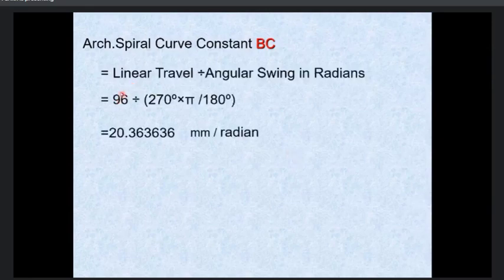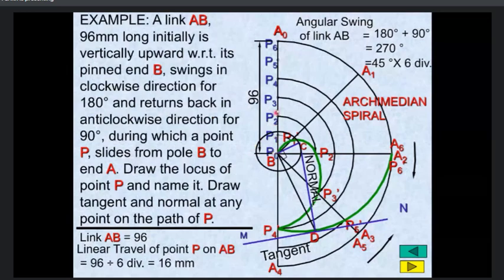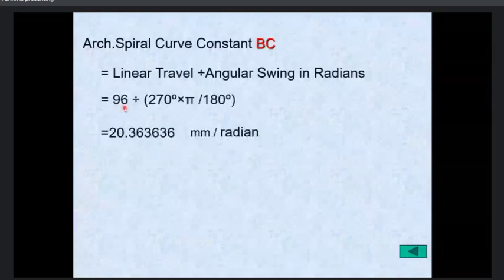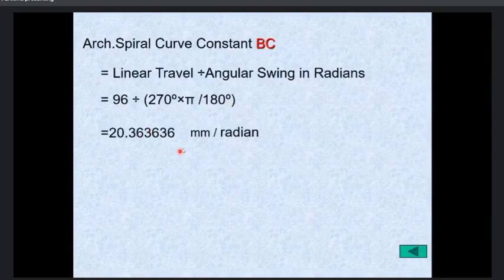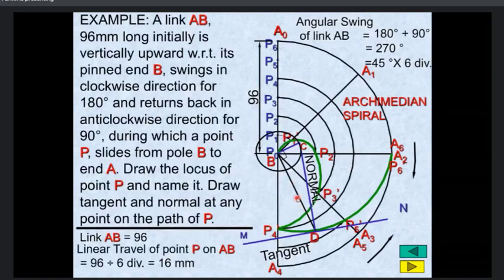Here the linear travel was equal to 96 mm. As you know that the total distance here is 96 mm. Okay, and the initial point is 0. So I'm going 96 minus 0 divided by how much angle must I take? Should I take 180 or 270? 270 degree, remember. Okay, so 96 divided by 270 into pi by 180, you will get this answer. And once you are done with that, you can proceed for the normal and tangent.